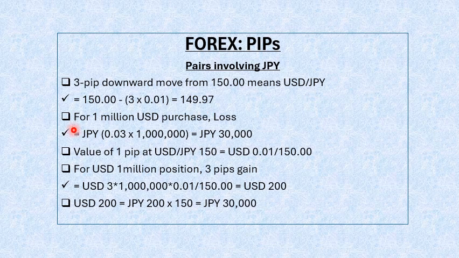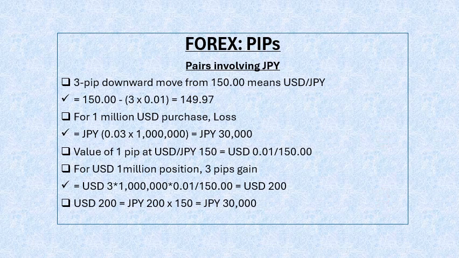If a trader bought 1 million USD, then he would have lost JPY 0.03 into 1 million, which is JPY 30,000. Alternatively, we can calculate as follows. The value of 1 pip at USD JPY 150 is equal to USD 0.01 divided by 150. For a USD 1 million position, the value of 3 pips gain is equal to 3 into 1 million into 0.01 divided by 150, which is USD 200, which is equivalent to JPY 200 into 150, which is JPY 30,000, the figure we had calculated earlier.